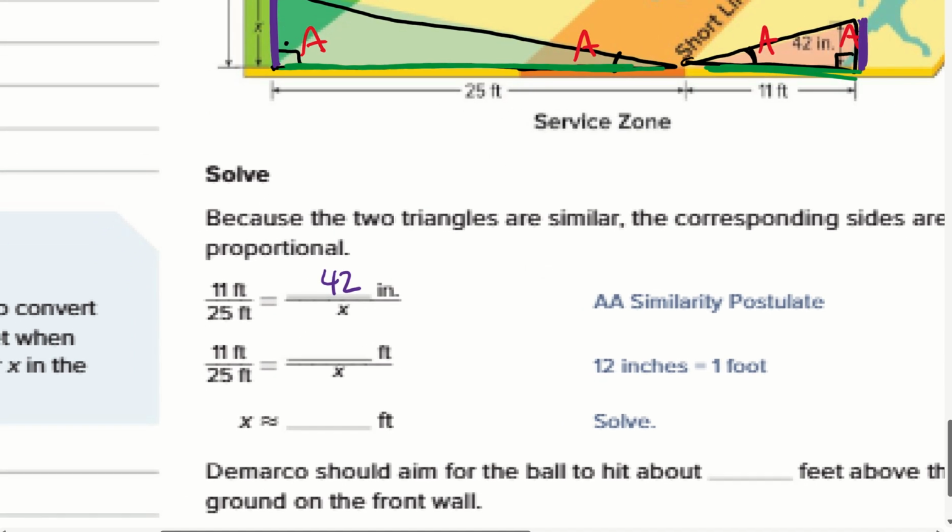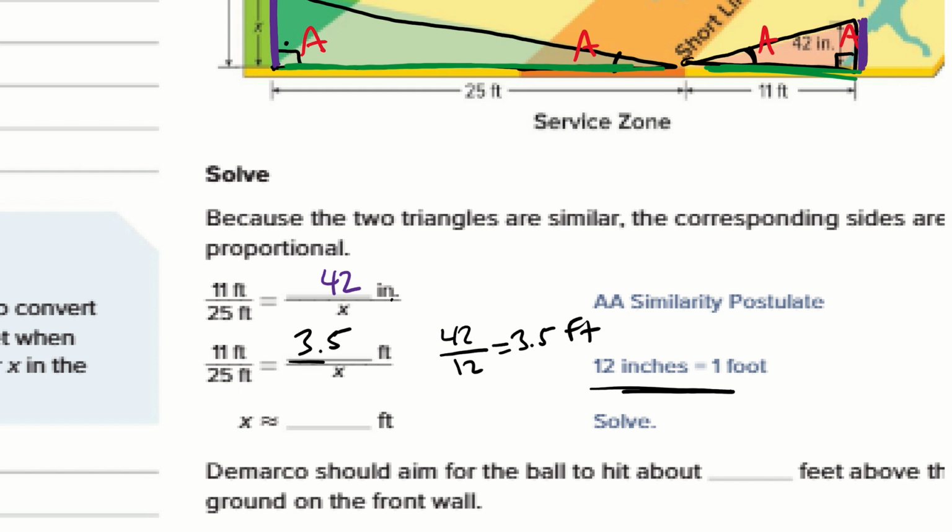Oh, we got to convert this to feet, right? So we got 42 inches, which we need to convert to feet. So we know that there's 12 inches in a foot. So we got 42 divided by 12, which is 3.5. So it's 3.5 feet. We want to make sure that the units are the same, inches, feet there. Okay, so it's 3.5 feet. So we got 3.5 feet over X, okay?